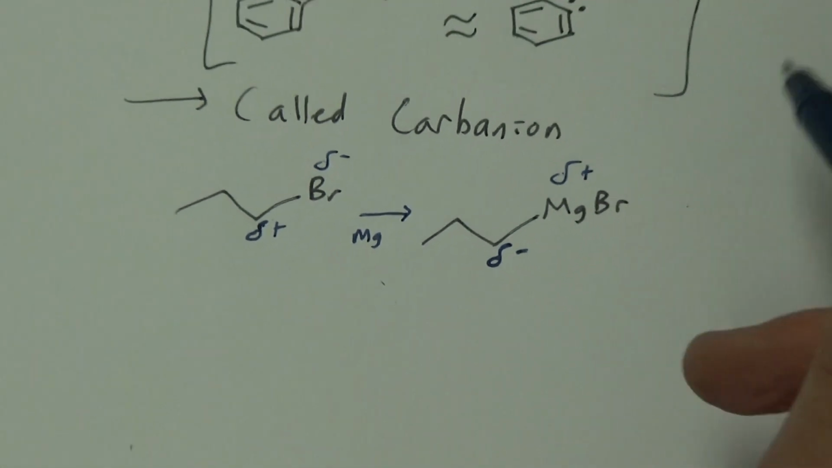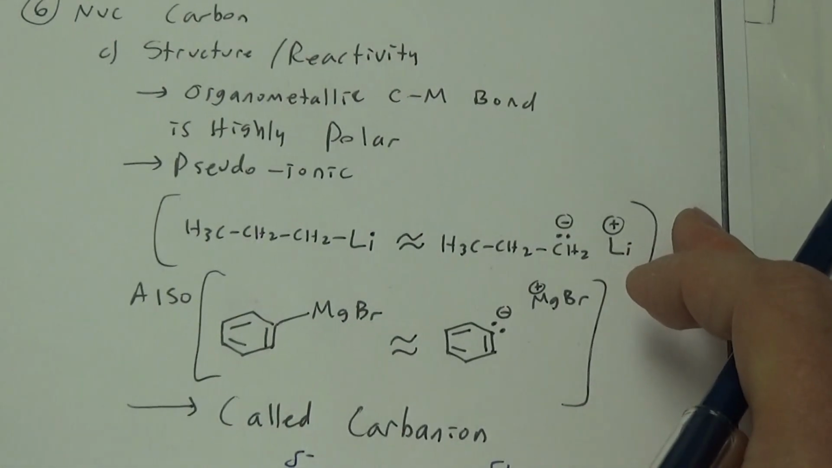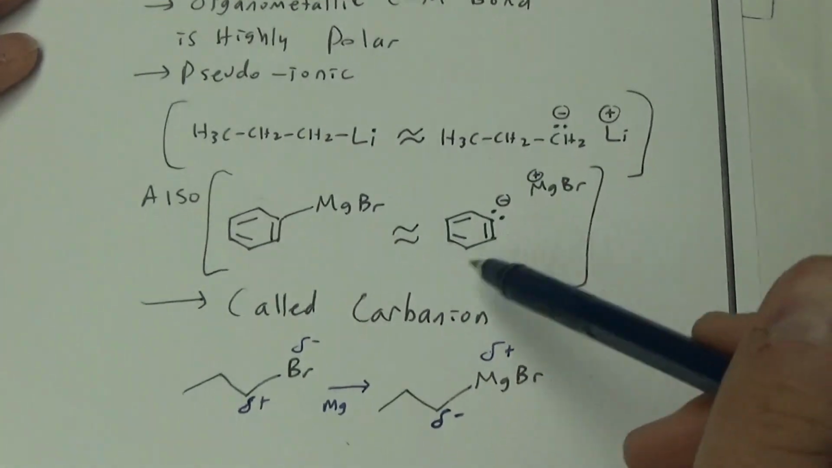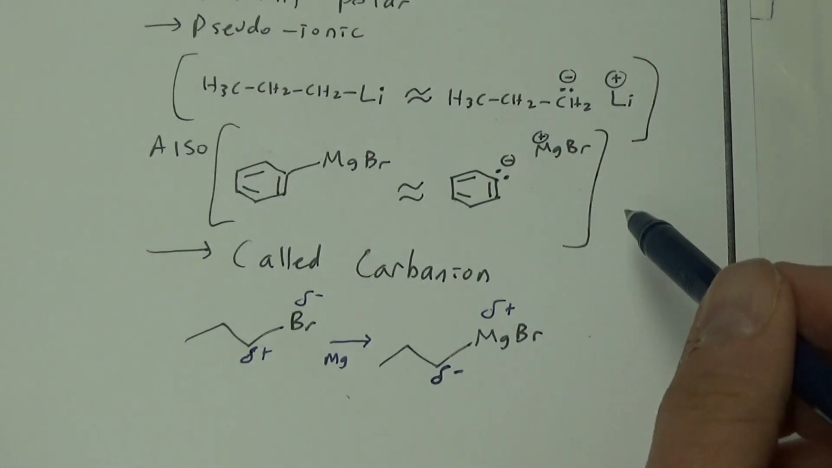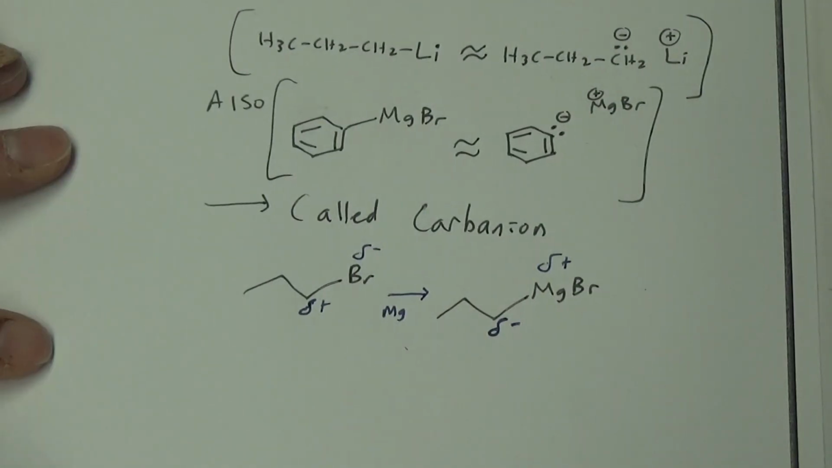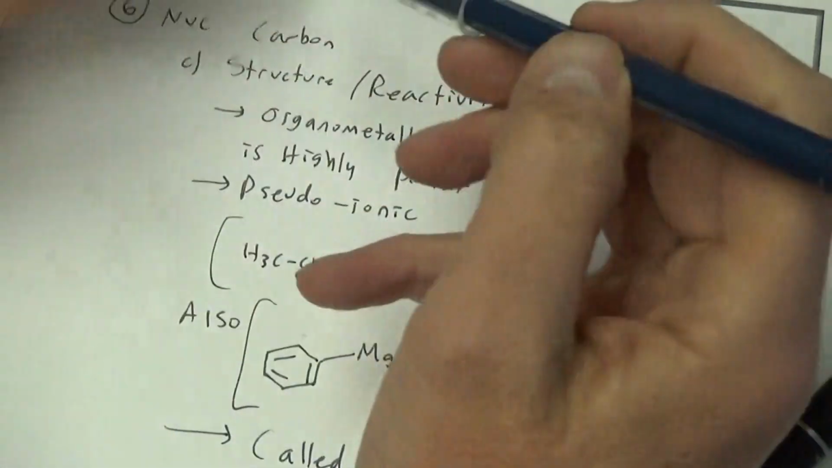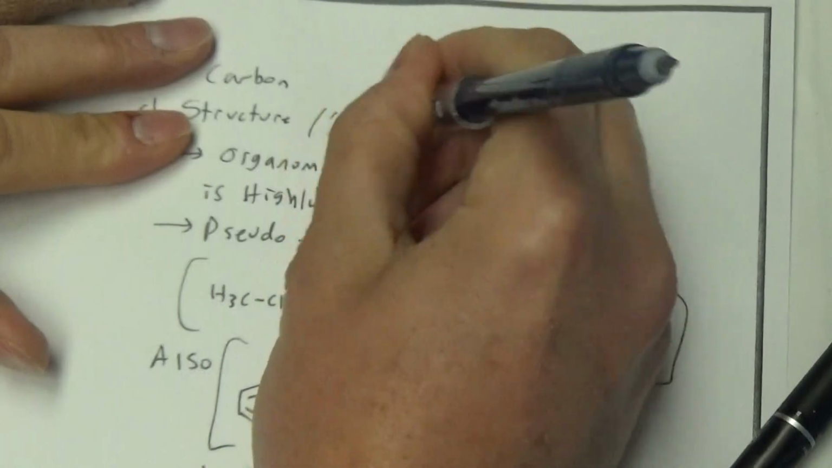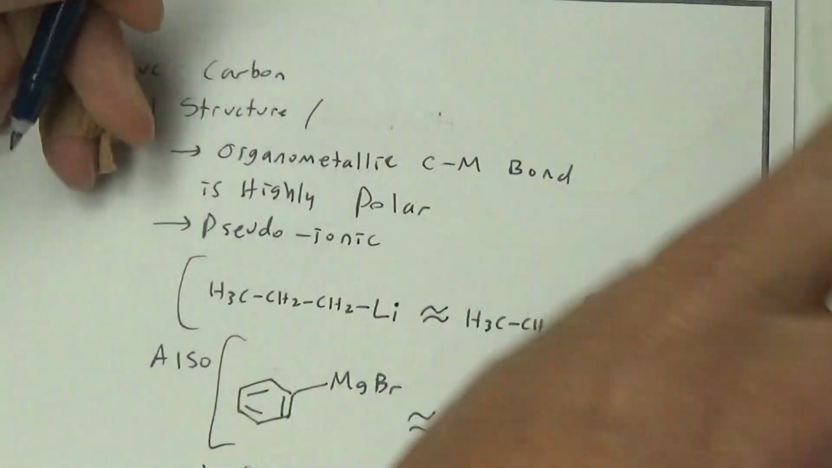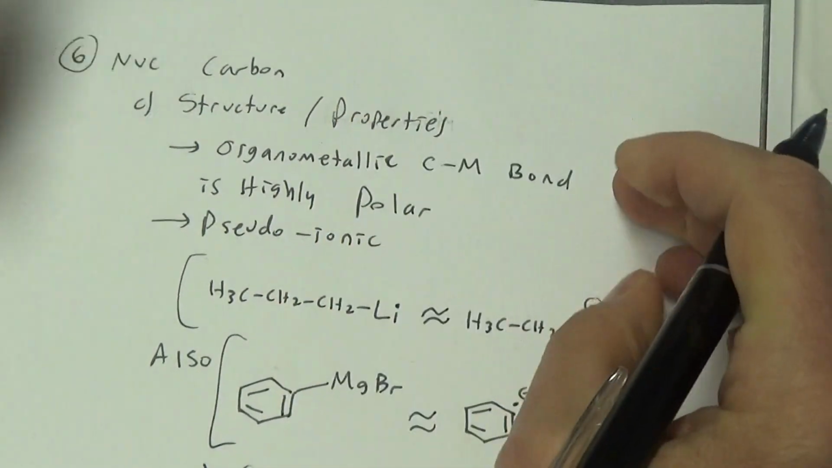Okay, so that's a little bit on the structure and properties of these Grignards. All right, cool. I'm actually going to rename C up here from structure and reactivity to just structure and properties, physical properties. Structure and properties is maybe the better word. Okay.